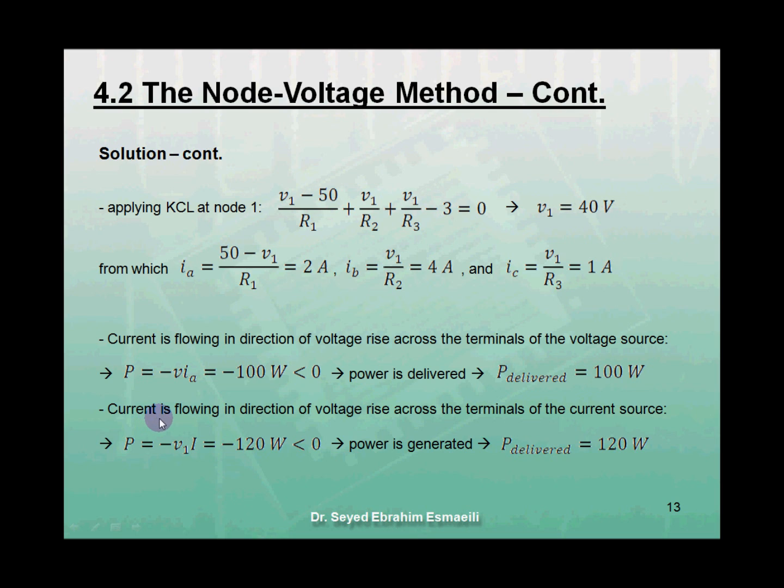The current in the current source is flowing in the direction of the voltage rise across its terminals, from which the power equation is written as P equals minus V1 times I, which equals minus 120 watts. The power here is also negative, which means that it's being generated or delivered. The delivered power equals 120 watts.